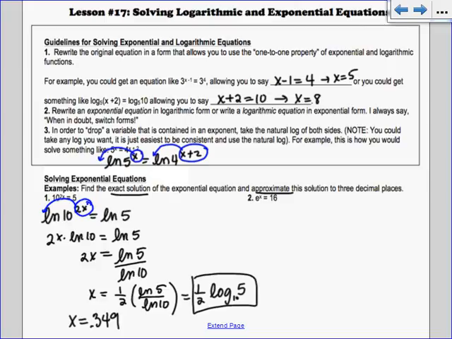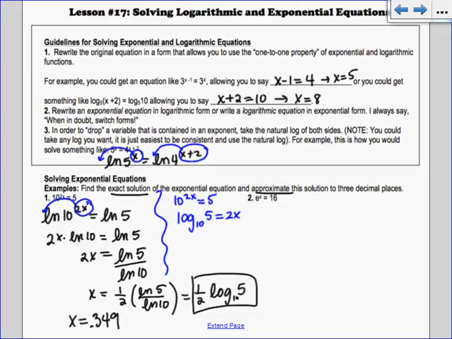All right, so let me do this one a different way too. You don't have to do things that way. If you don't like to take the natural log of both sides and you really like switching forms, then switch forms. So if you had 10 to the 2x equals 5, you could rewrite it. You could say, oh, log base 10 of 5 equals 2x. Do you guys see how I switch forms?